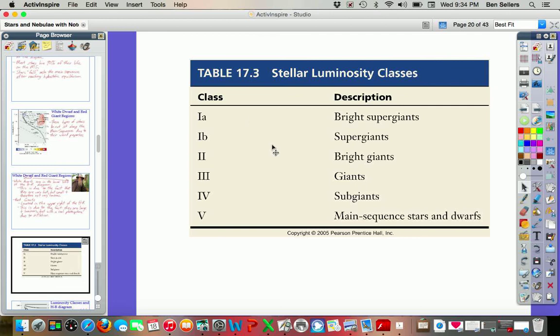A stellar luminosity class. There used to be a 1 through 5 Roman numeral system. They split number 1 into two subtypes. 1A are the bright supergiants, 1B are the supergiants, all the way down to 5, which is the main sequence stars, which that's what the Sun is. The Sun is a 5 stellar luminosity class.